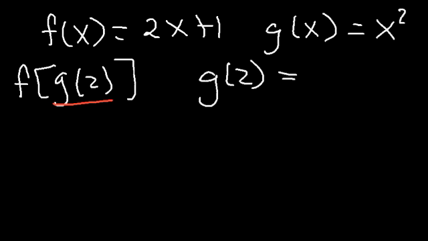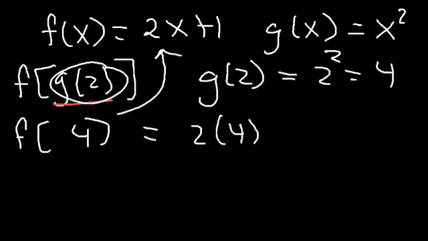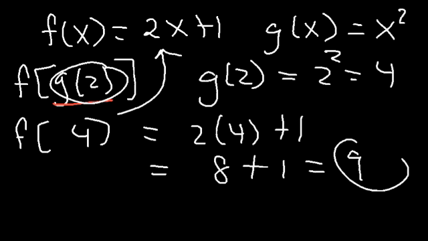So g of x is x squared, so g of 2 is 2 squared, which is 4. So because g of 2 is equal to 4, I can replace g of 2 with 4. So now I'm looking for f of 4. So I'm going to plug this into the function for f. So 2 times 4 plus 1. 2 times 4 is 8. 8 plus 1 is 9. And that's the final answer for this composite function.